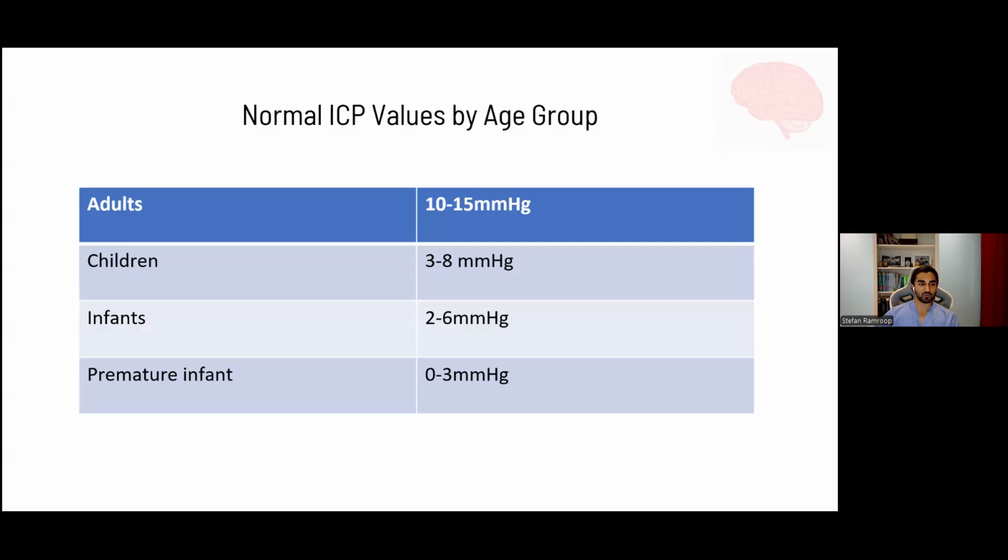Just wanted to highlight the normal ICP values as well. Typically in adults, it's normally 10 to 15, and it's less in children, infants, and premature infants too.